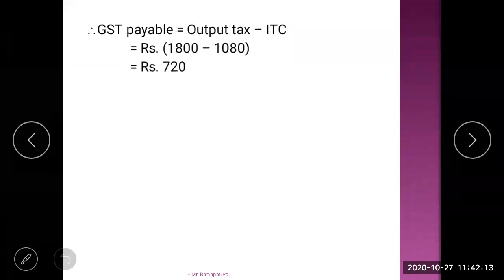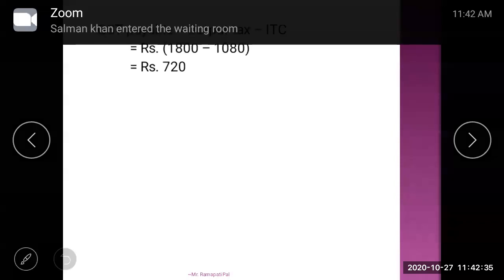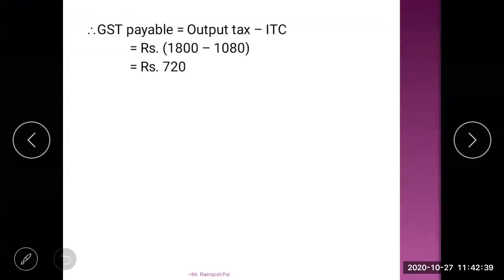Now we have to find CGST and SGST. Who will tell CGST and SGST? Right? Write in the chat box. Yes, yes. Next. Yes. Drishti's answer is wrong.